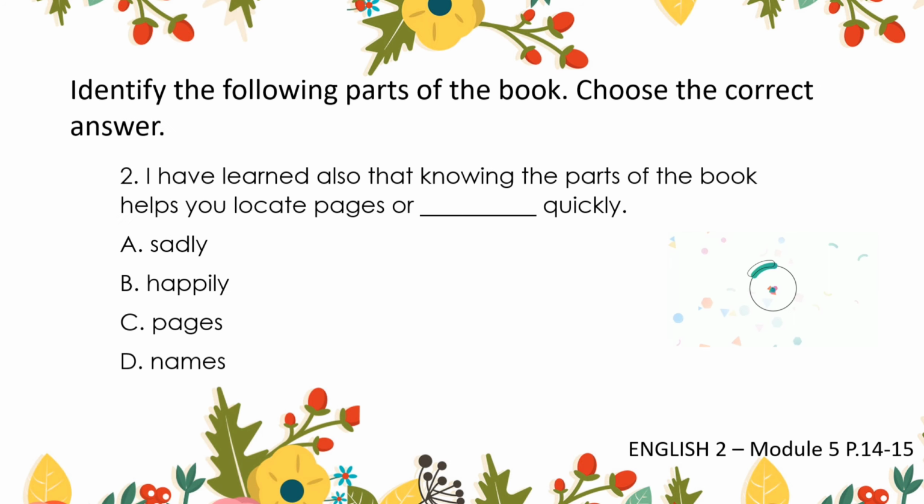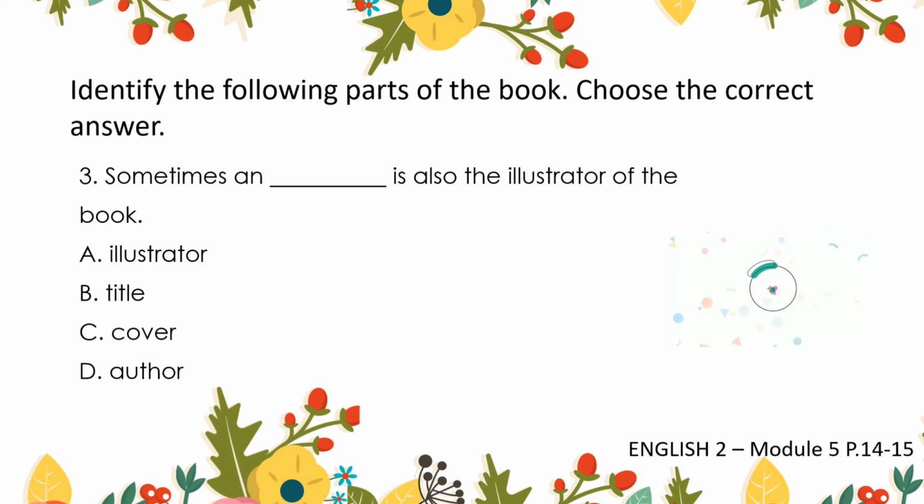Time's up! Number 2, I have learned also that knowing the parts of the book helps you locate pages or blank quickly. Is it A, sadly, B, happily, C, pages, or is it D, names? Your 5 seconds starts now. Time's up! Number 3, sometimes blank is also the illustrator of the book. A, illustrator, B, title, C, cover, or D, author. Your timer starts now.